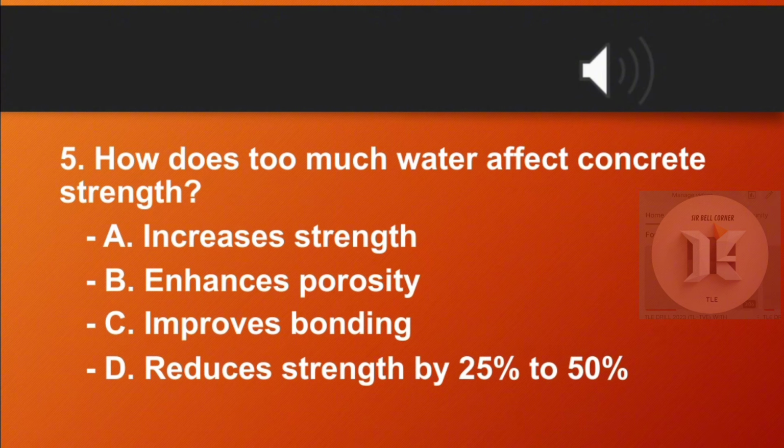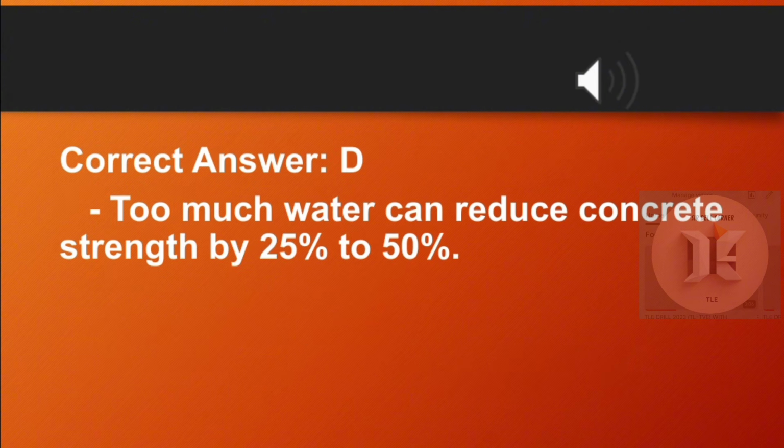5. How does too much water affect concrete strength? A. Increases strength. B. Enhances porosity. C. Improves bonding. D. Reduces strength by 25% to 50%. Correct answer, D. Too much water can reduce concrete strength by 25% to 50%.